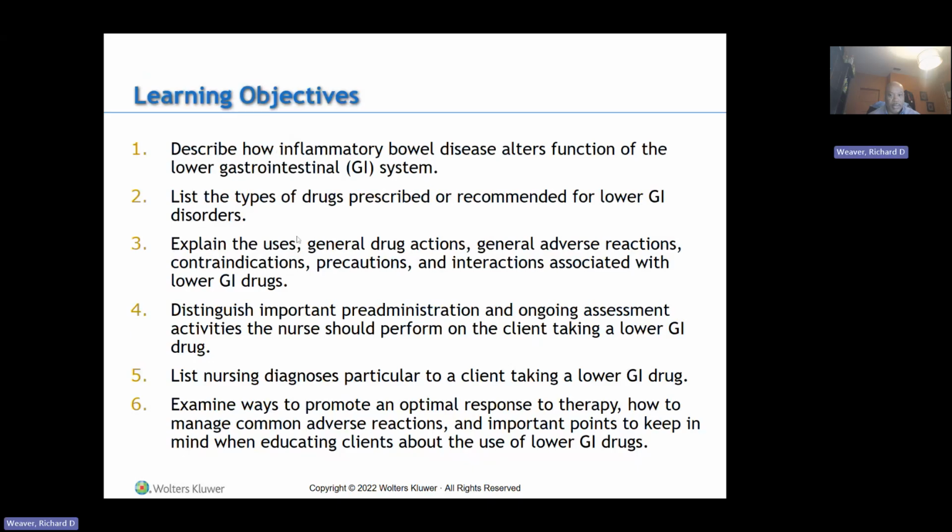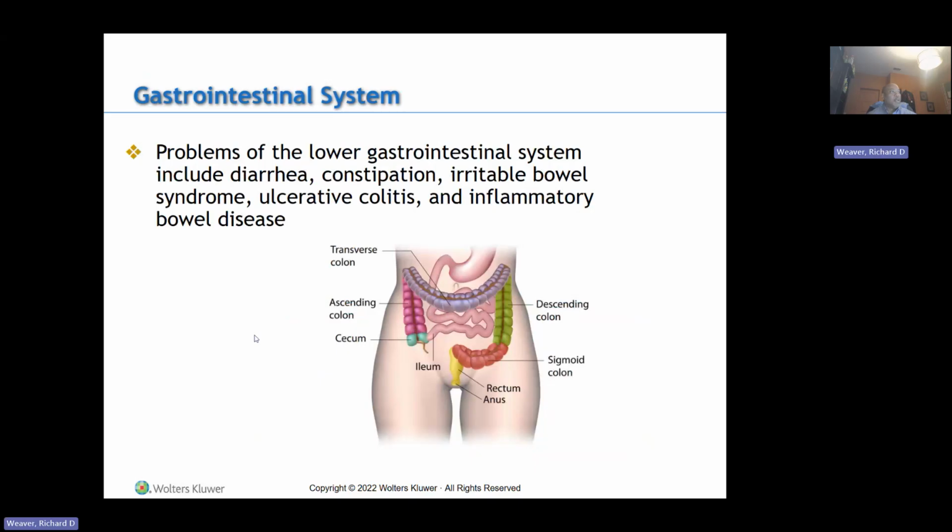All right. Problems of the lower gastrointestinal system include diarrhea, constipation, IBS or irritable bowel syndrome, ulcerative colitis or UC, and also IBD, or inflammatory bowel disease.